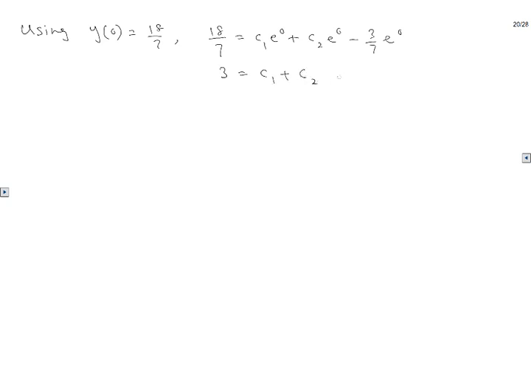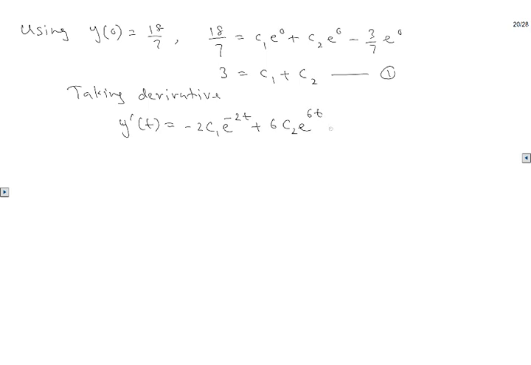So that's one equation. And then what we can do is take the derivative of the solution. Taking the derivative of the solution, we can write y prime of t equals negative 2 c1 e to the negative 2t plus 6 c2 e to the 6t minus 15/7 e to the 5t.